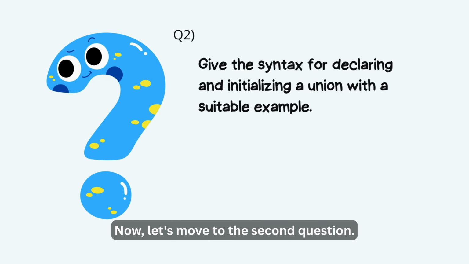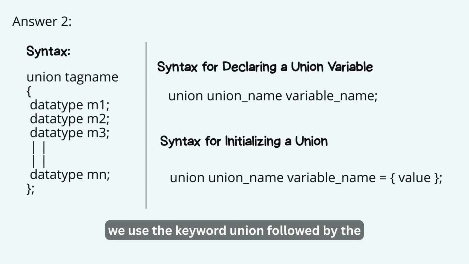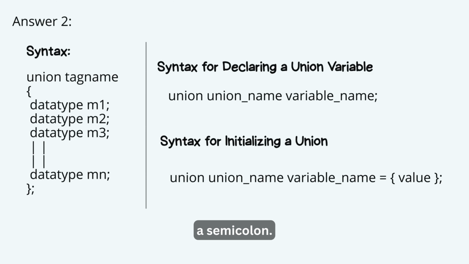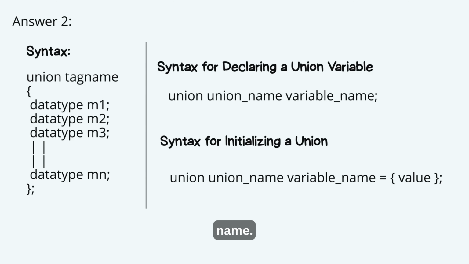Now, let's move to the second question. Give the syntax for declaring and initializing a union with a suitable example. To declare a union, we use the keyword union followed by the union name. Inside the union, we define different members just like a structure. So the general syntax looks like this. We write union, the name of the union, then inside the braces, we write the data members and finally a semicolon. To declare a variable of union, we simply write union, the union name and the variable name.